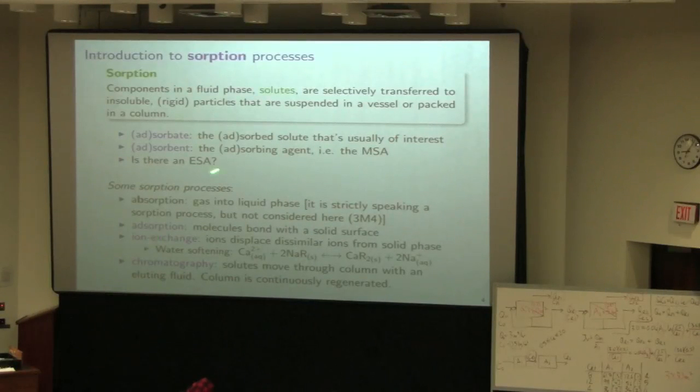The adsorbent then is my mass separating agent. That's the activated carbon, that solid, insoluble, rigid particle that's suspended in a vessel. So that plastic Brita filter is my vessel, and the activated carbon is my mass separating agent.